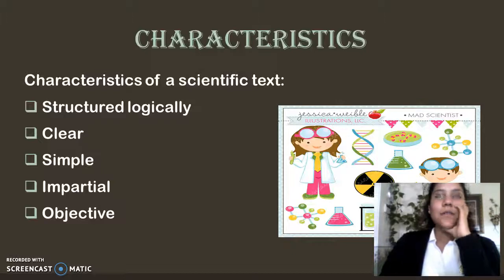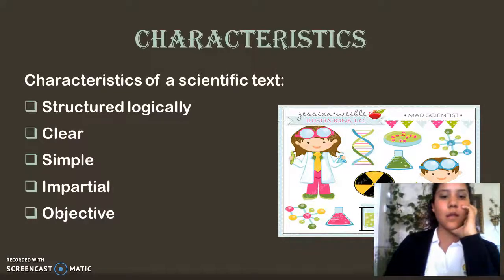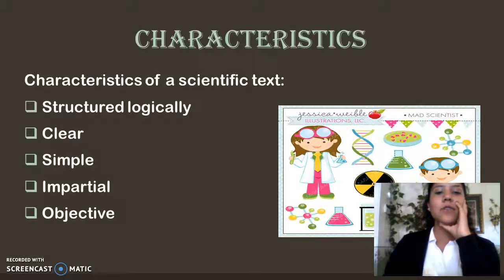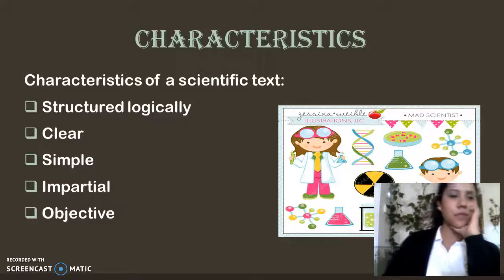The text also is objective. This means that the statements and ideas are supported by appropriate evidence that demonstrates how conclusions have been drawn, as well as acknowledging the works of others.